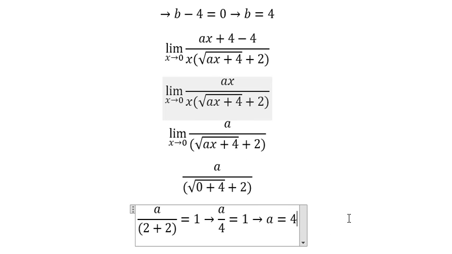And now the value of a and b equals to number 4. This is the end.